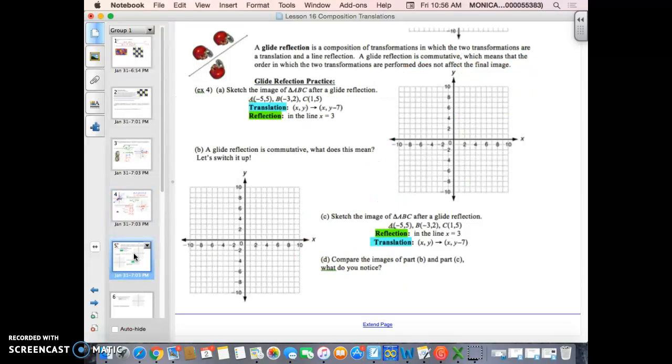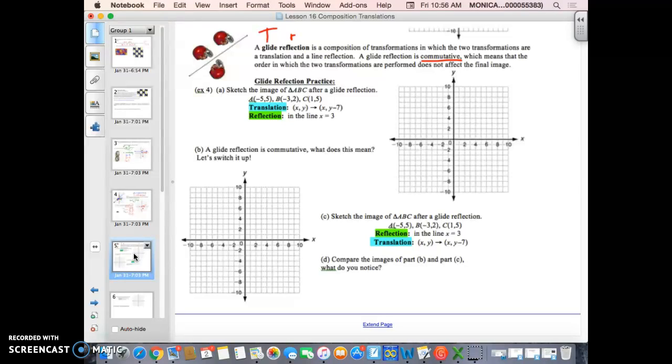Oh, wait, no, I wanted to show you a couple more examples. Sorry. So this is a glide reflection. A glide reflection is essentially what it says. A glide would be a translation, and a reflection would just be a reflection. What's cool about a glide reflection is that it's commutative. What that means is it doesn't matter which one you do first. You'll still end up in the same spot.